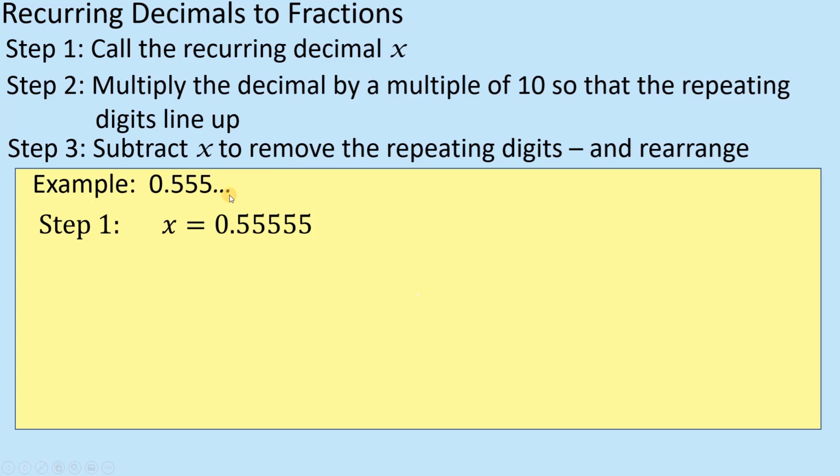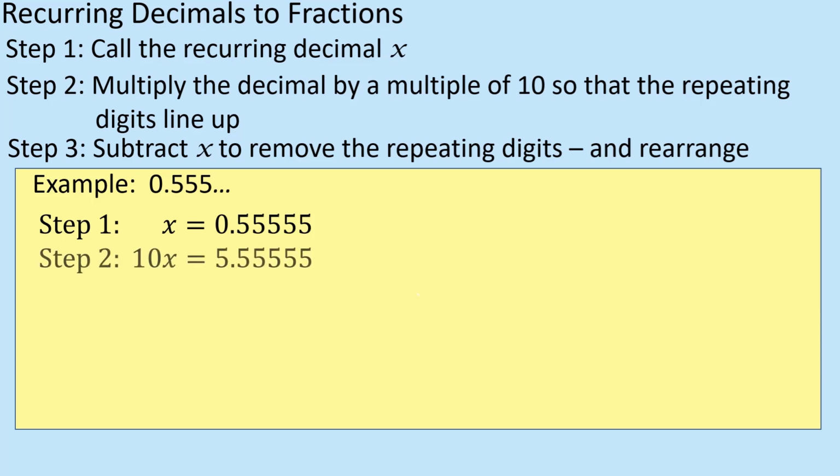Well, actually what you're looking for is how many digits are recurring. Here you've only got 1 digit which is recurring. You've only got the 5 which is recurring, so you're therefore going to times it by 10. If you had 2 digits recurring, then you'd times it by 100. If you had 3 digits recurring, then you would times it by 1,000. Depending on the number of digits recurring really determines what you're going to multiply it by.